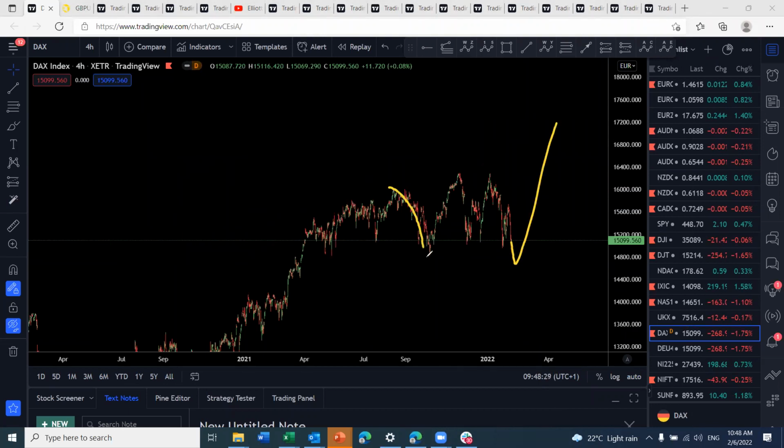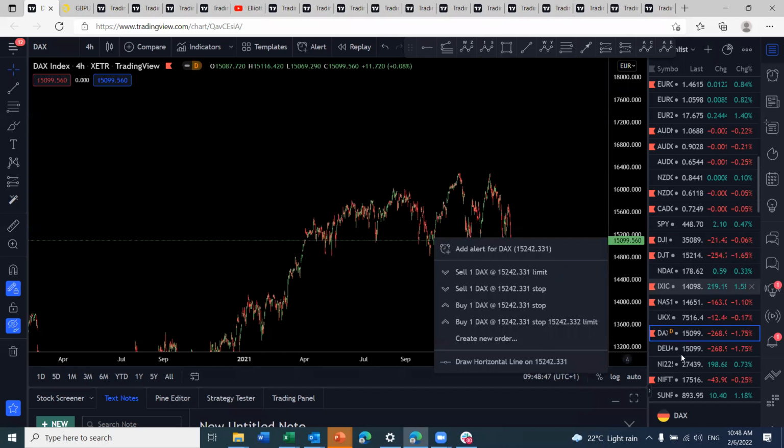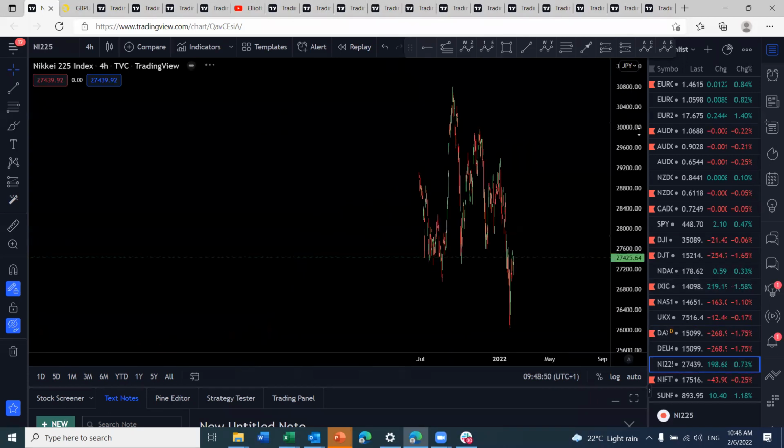What structure will that be? That would be this structure, that will be this structure, and we would have had this complex correction here in the middle here, giving us this structure here as ABC correction on the DAX. So let's watch out for the DAX when it gets to this level. So we may get a reversal at that level for more upside. Let's watch that out. And the Nikkei.